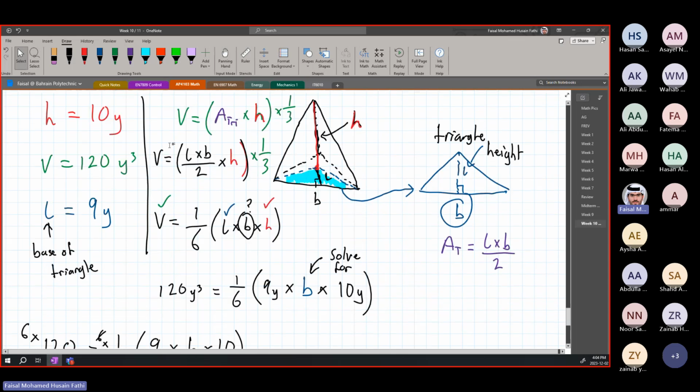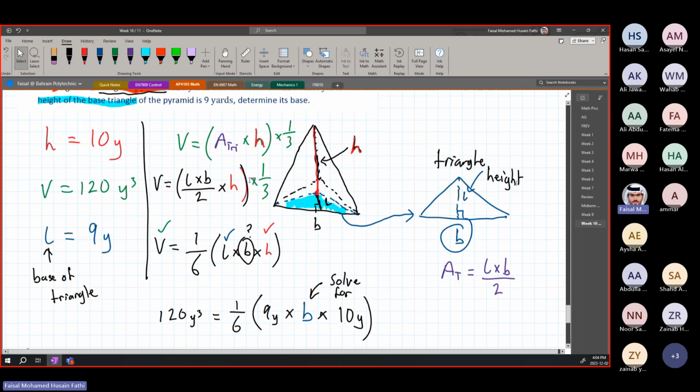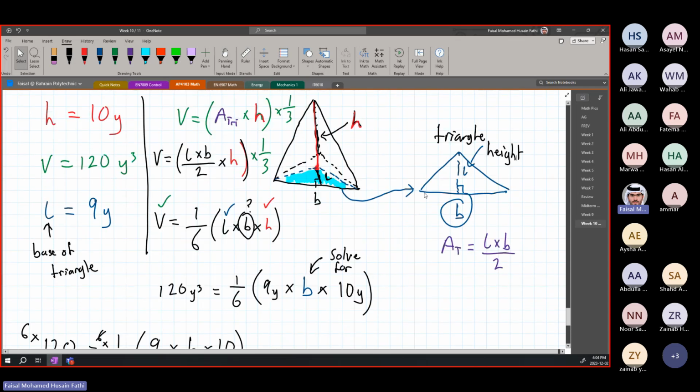Determine its base. So we just apply the volume equation that we know, which is area times the extended dimension. In this case, it's the height. Because it's a pyramid shape, we multiply by 1/3. We know that the area of the base triangle is equal to the height of the base, which is L, times the base divided by 2. This we are going to plug in and then multiply by height.